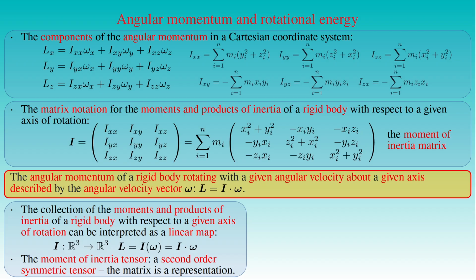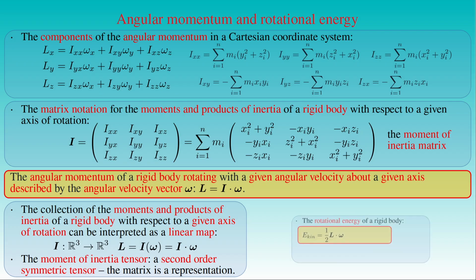Based on these concepts, the rotational energy, or the kinetic energy of a rotating rigid body with a center of mass at rest, can be expressed in terms of the moment of inertia tensor and the angular velocity vector of the body. We already saw that the sum of the products of the principal moments of inertia of a rigid body rotating about a fixed axis and the square of the components of the angular velocity vector describing the rotation determines the kinetic energy of the body in a principal axis system.